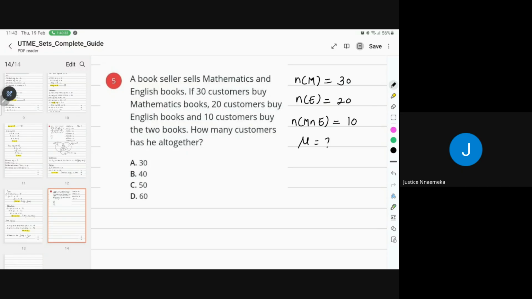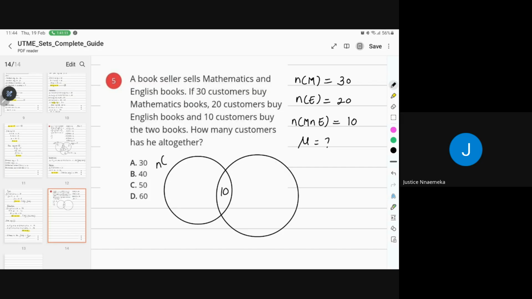So let's check quickly. Let's draw it here. The first one is here, the second one will be here. So then n for maths is equal to 30. N for English is equal to 20. My circle is very tiny, I can't even draw 10 inside. Sorry, so let's increase it a bit. All right, so we have 10 in between for both of them.